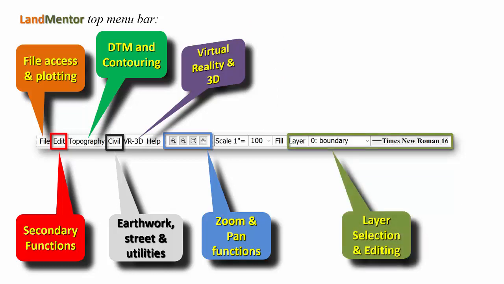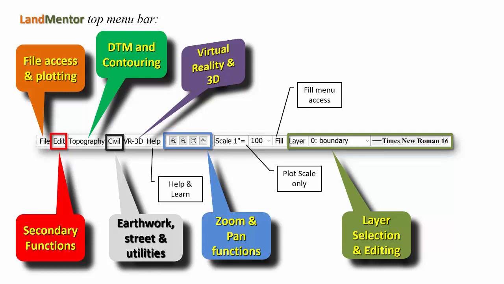The elements and the text and line type and color and line width of the layer and the layer selection are all on the right. The scale is for external plots only, and the fill accesses the fill menu to assign colors and textures and intelligence.